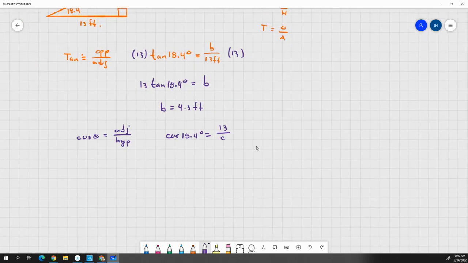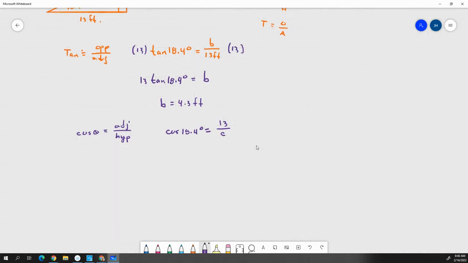So when we clear out that fraction, what do we do normally? We multiply both sides by the denominator, right, to get rid of that fraction. So I'm going to multiply this times c, and this times c. And I'm going to get c times cosine 18.4 degrees equals 13.